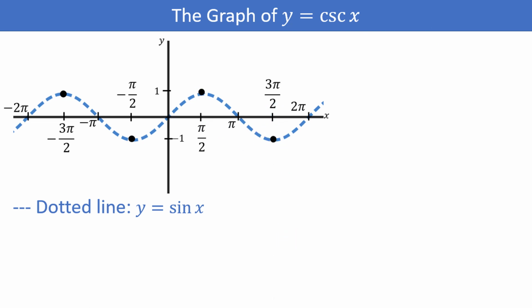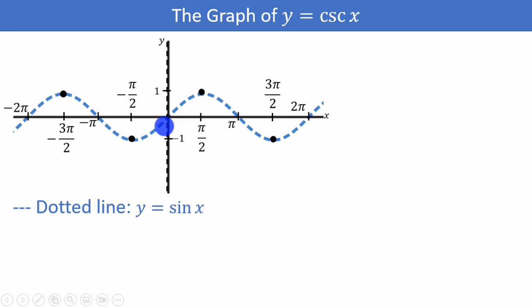Next, let's think about the point 0, 0, which is on the graph of sine. Cosecant is the reciprocal of sine, or 1 divided by sine. If sine is equal to 0, then cosecant would be 1 divided by 0. That's going to be a problem, because we can't divide by 0 in mathematics. So therefore, when sine is equal to 0, cosecant is going to be undefined. We represent that by a dotted line. So at x equals 0, we have a dotted line.